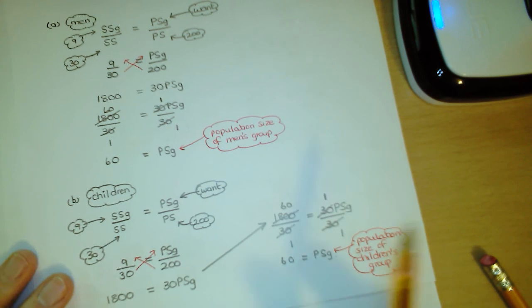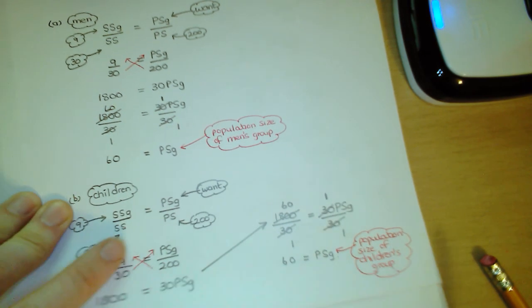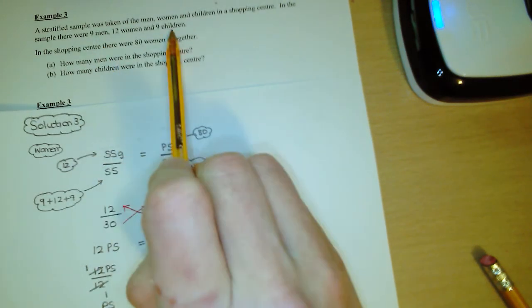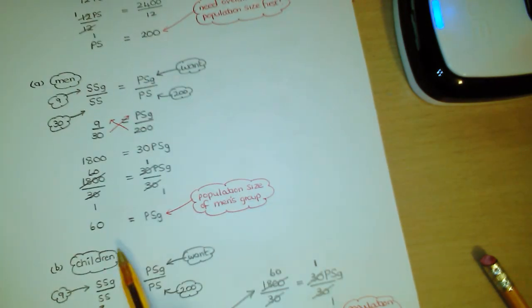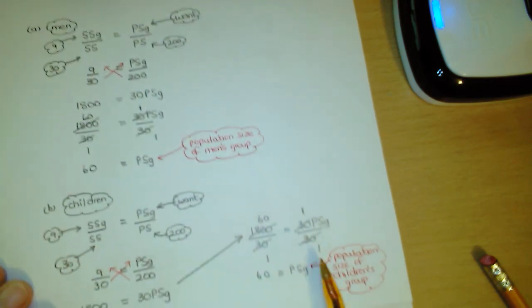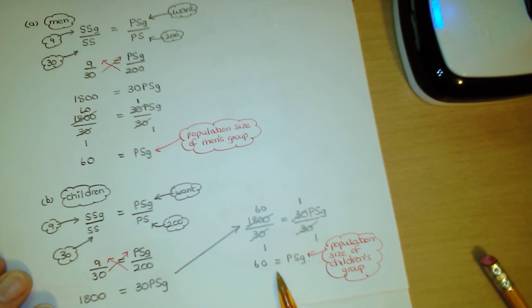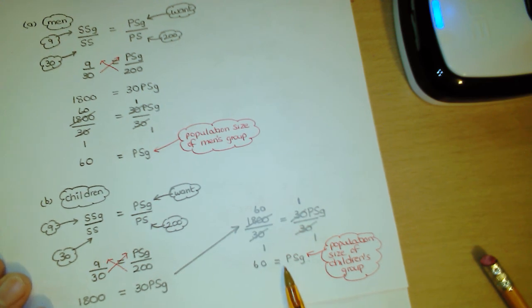And it also makes sense because if you go back to the information in the question, it said there's 9 men in the sample and there's 9 children. So there's the same number of men and children in the sample. So that means there's going to be the same number of men in the actual population as there are children in the population. So it makes perfect sense.